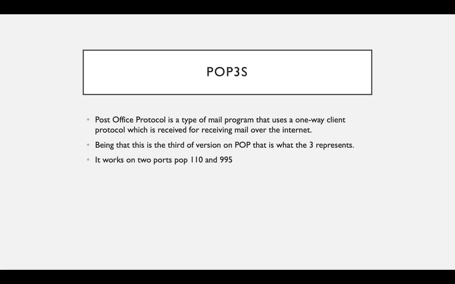So what is POP3S? POP3S is a Post Office Protocol. It's a type of mail program that uses a one-way client protocol for receiving email over the internet. Being the third version of POP, the 3 in POP3S represents the third version. It works with two ports, 110 and 995. It makes receiving mail easier, and having two ports makes work a little bit cleaner.